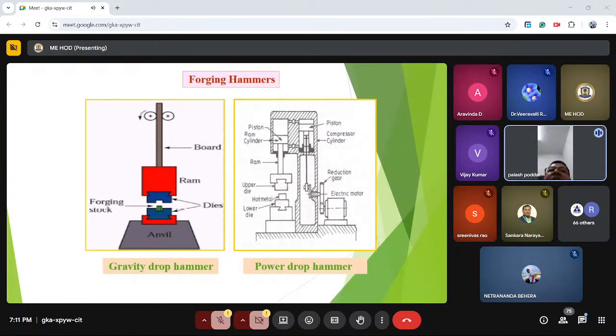And now forging hammers. These can be basically two types: gravity drop hammer and power drop hammer. These are the schematics. There are two dies, an upper die and a lower die, forming a stock. And the ram is coming down. There will be two rollers, and in between the rollers the board will come down. This is called the board. For the power drop hammer, there will be a reduction gear here. So it will go up and down, and accordingly the pneumatic air will pass through this and make it move forward and backward. The forging takes place by the up and down movement of the ram.